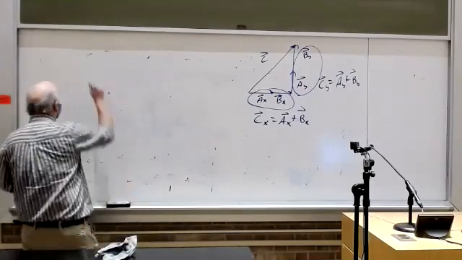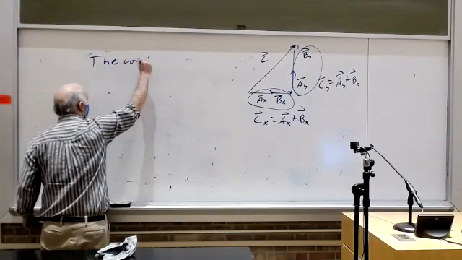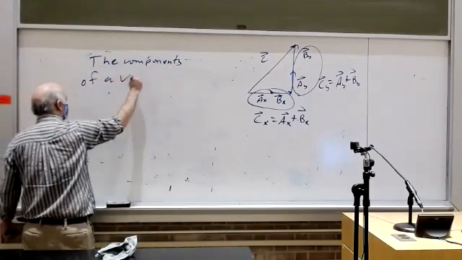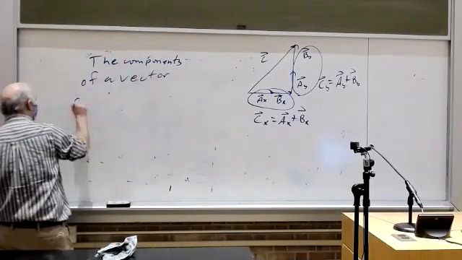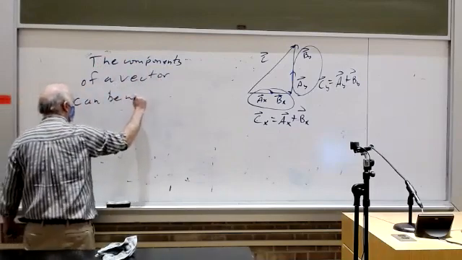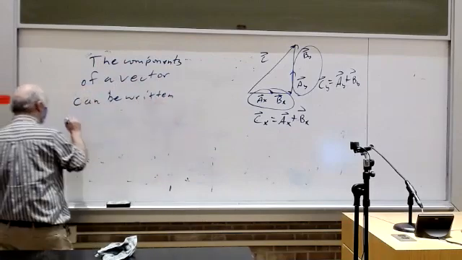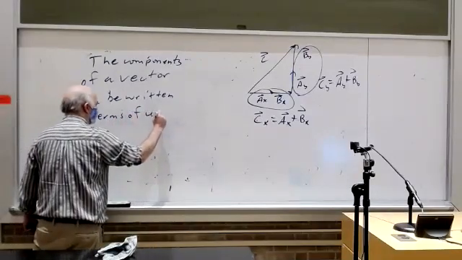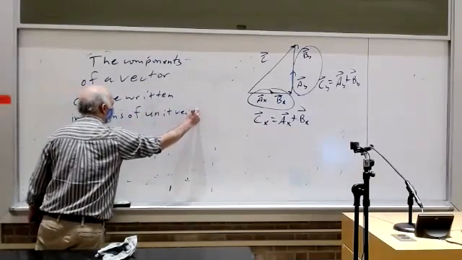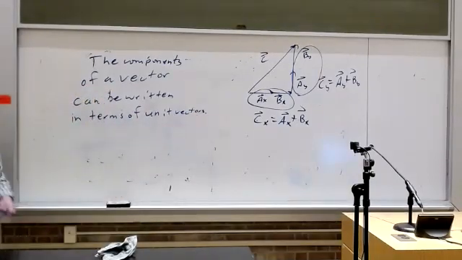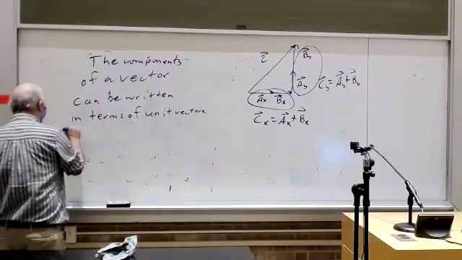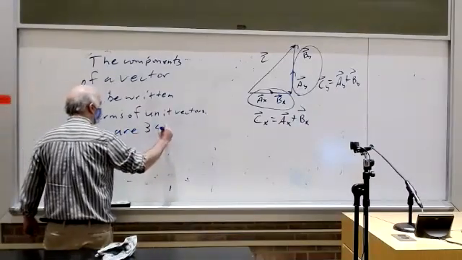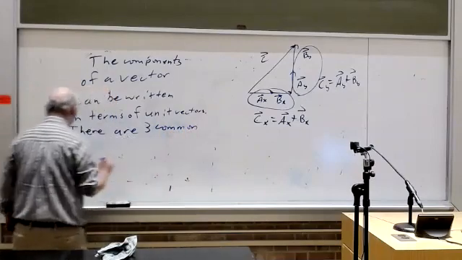Okay, so the components of a vector can be written in terms of unit vectors. Okay. There are three common unit vectors.